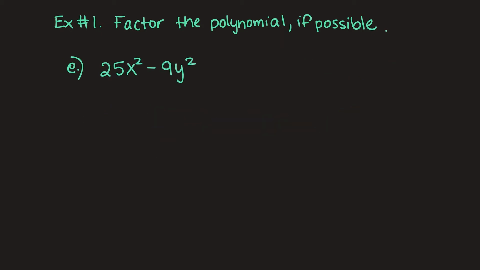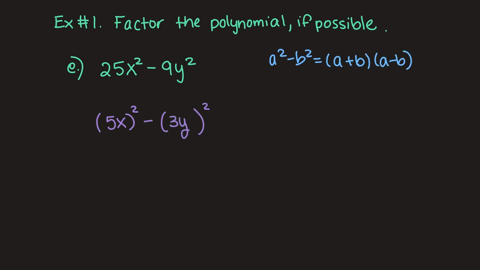The next example is also a difference of squares. This can be written as (5x) squared minus (3y) squared. Therefore, using our formula, a is 5x and b is 3y, and the factored form will be (5x + 3y)(5x - 3y).